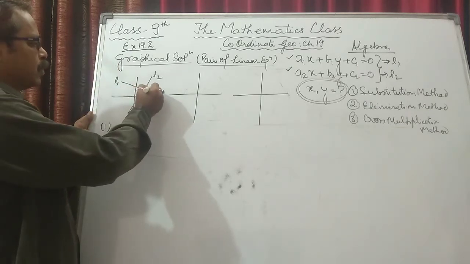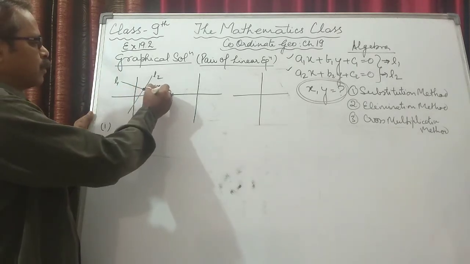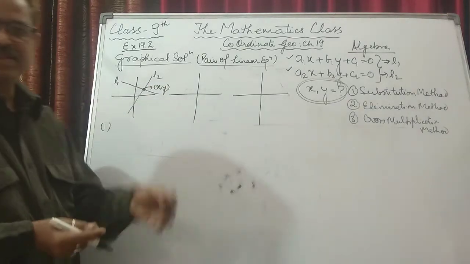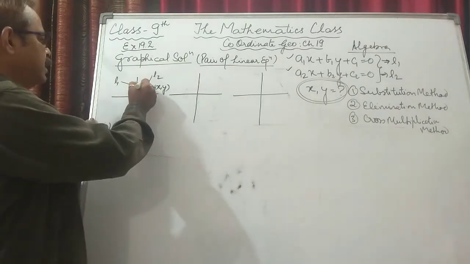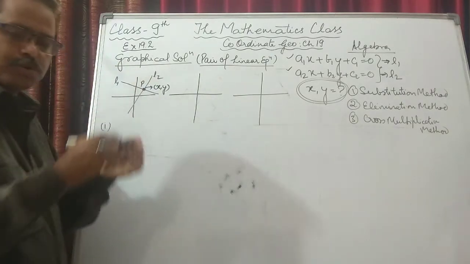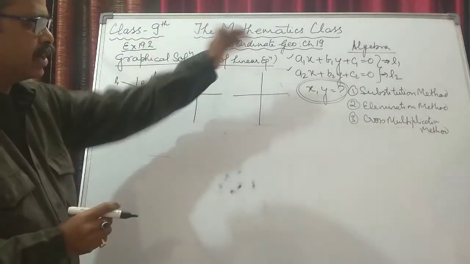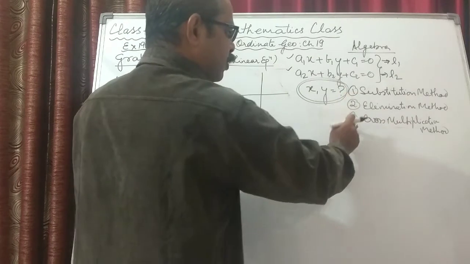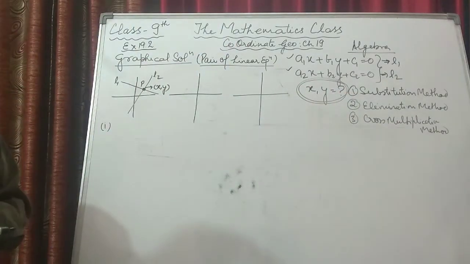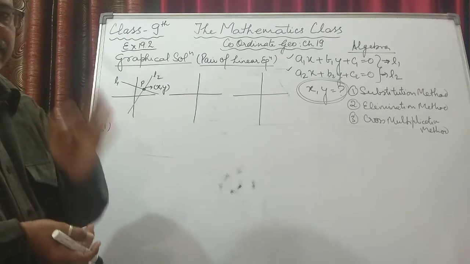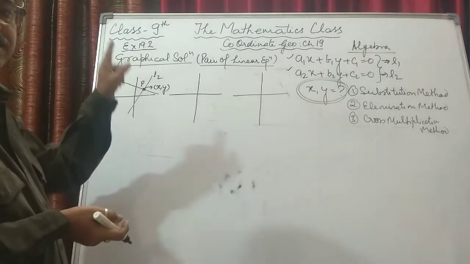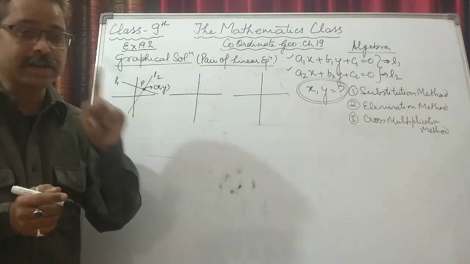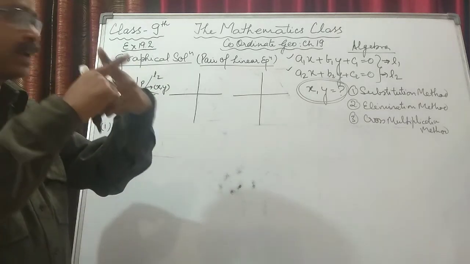So whatever is the value of x and y, meaning whatever is the value of abscissa and ordinate at this point P, is the solution of the linear equations. Whether we solve it by the graphical method, substitution, elimination or cross multiplication method, we will always get the same value if the lines intersect each other at one and only one point. That is the condition, meaning they should meet at one and only one point.